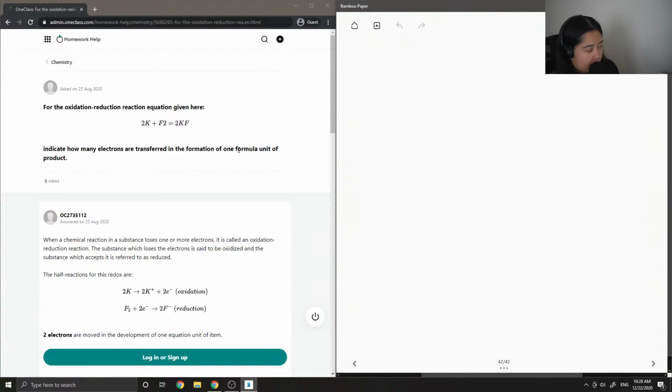Okay, so on to question 4. For the oxidation reduction reaction equation given here, 2K plus F2 makes 2KF, indicate how many electrons are transferred in the formation of one formula unit of product.